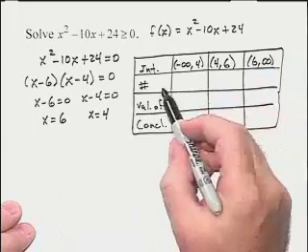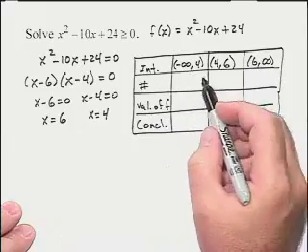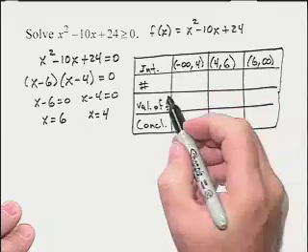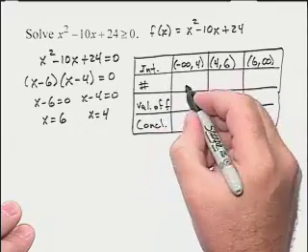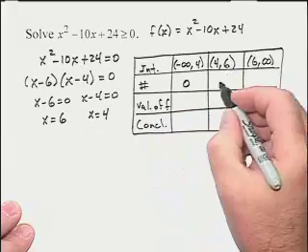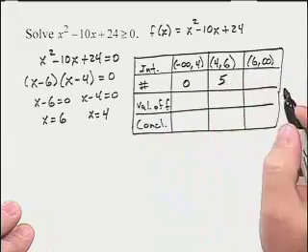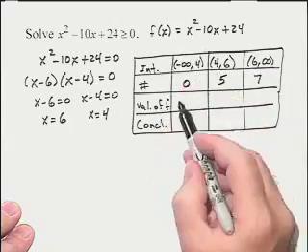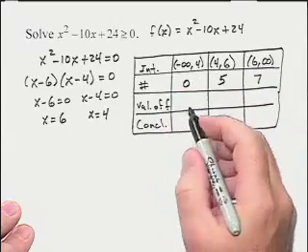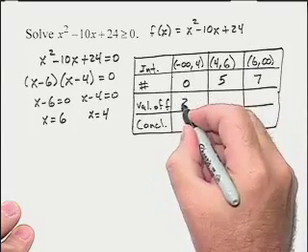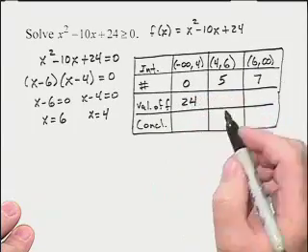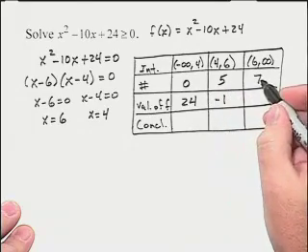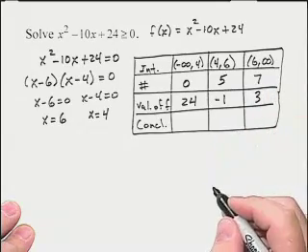We pick a test value in each of these intervals. We can pick any value in the interval, but it helps to pick one that's an integer and something close to the boundary so that it doesn't get too big. In this first interval, we're going to pick 0. So that's a nice number to work with. The next interval, we're going to pick 5. And in the third interval, we're going to pick 7. We evaluate our function f of x at each of these values. When x is 0, f is equal to 24. When x is 5, the function is negative 1. And when x is 7, the function is equal to 3.